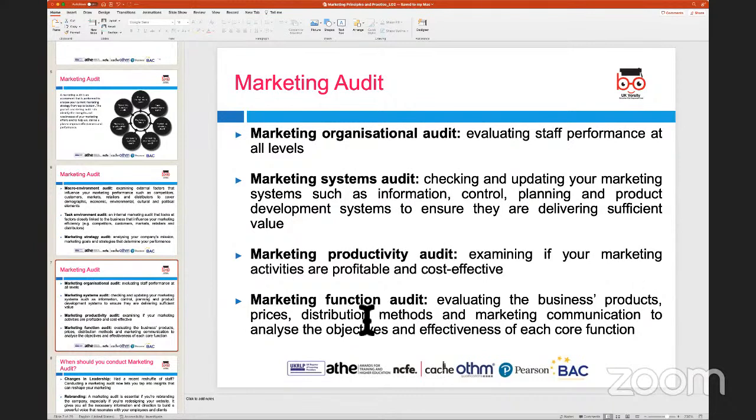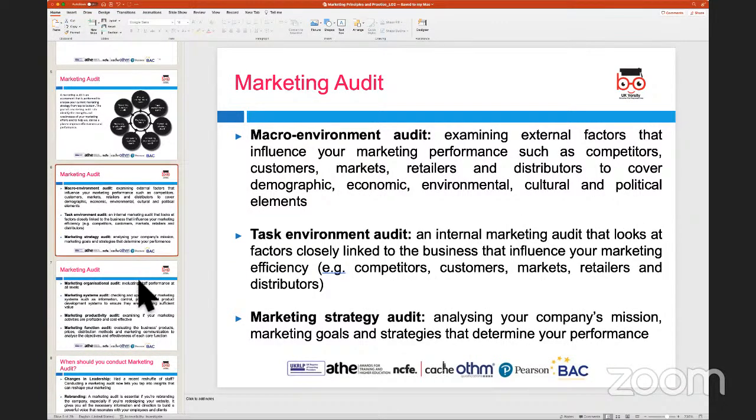And in some cases, these are the various steps that normally a company would take to do a marketing strategy audit, an environment audit. It could be an organization audit, a systems audit. It could be a productivity audit. It could be a functionality audit. And these are audits which are done in order to comprehensively look at addressing different needs of the business.